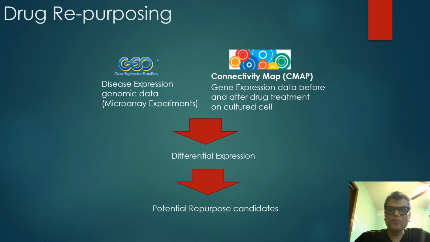This is more of a pictorial view of what we just now discussed in terms of leveraging gene expression omnibus data that essentially has disease expression genomic data and the connectivity map, which has gene expression data before and after drug treatment on cultured cells, and then leverage these data sets and use algorithms and find potential repurposed candidates of drugs that are already approved and out there in the marketplace.